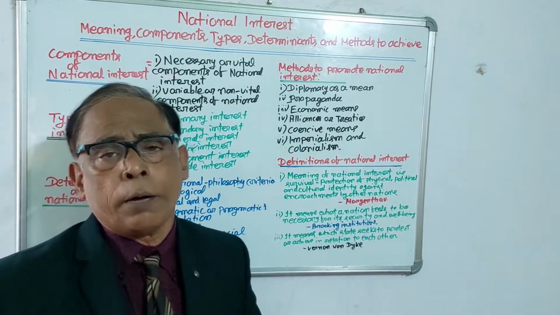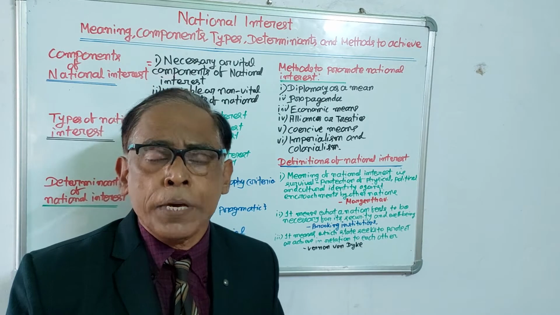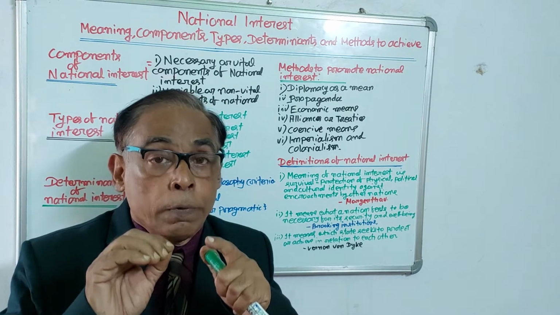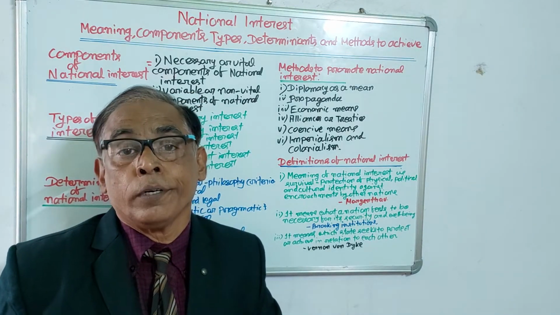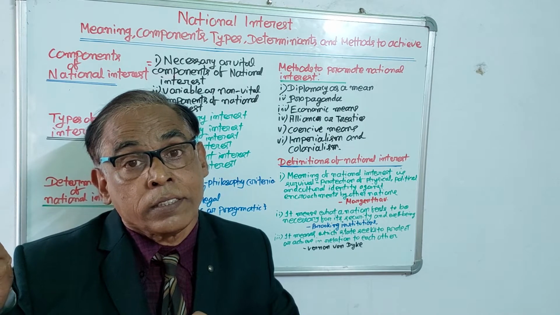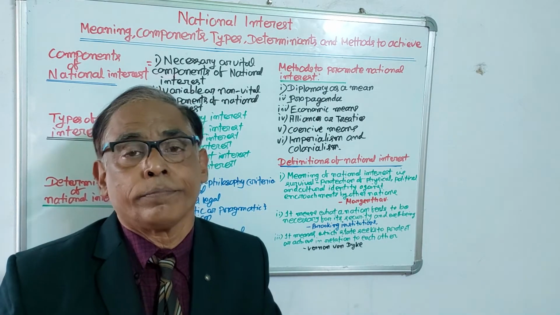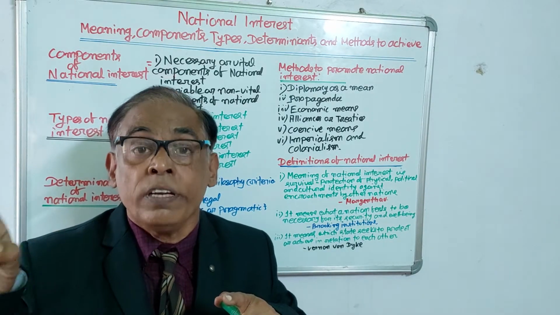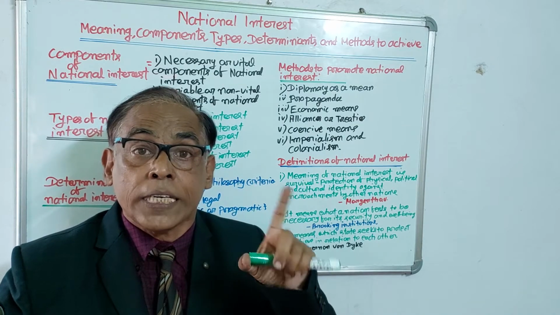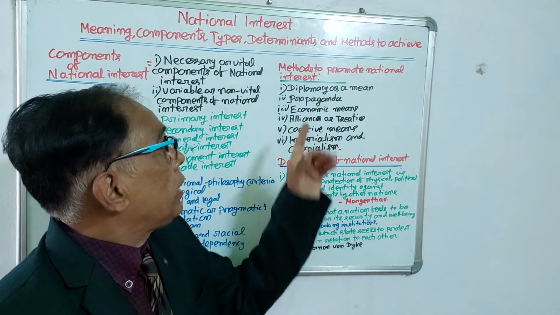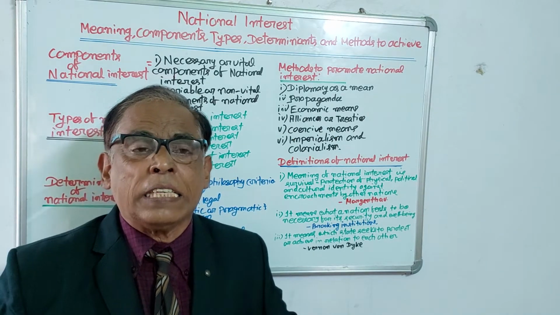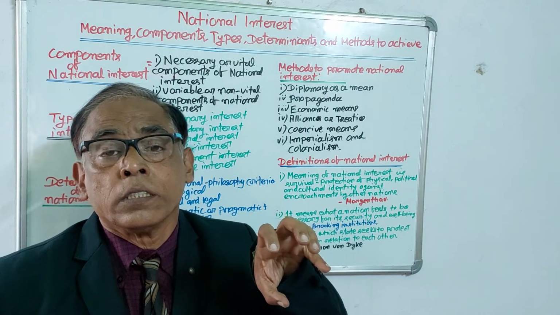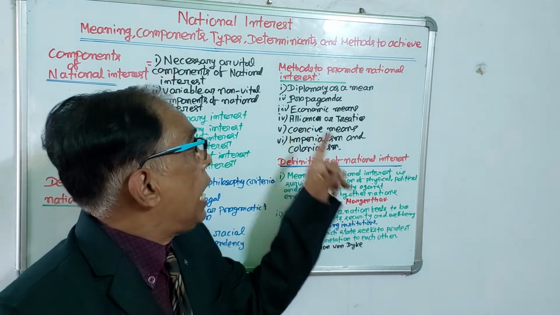Number 2, propaganda. It is also a mean to achieve national interest. Propaganda means the ability of a country to convince other nations that what it is doing, it is good. So propaganda means the ability of a country to convince other nations that its objectives are good. Number 3, economic power. Sometimes a nation is giving financial help to other nations to secure its national interest.